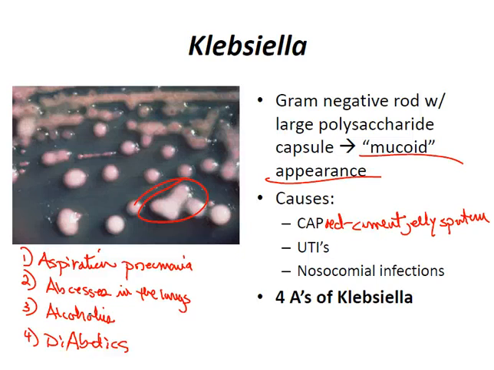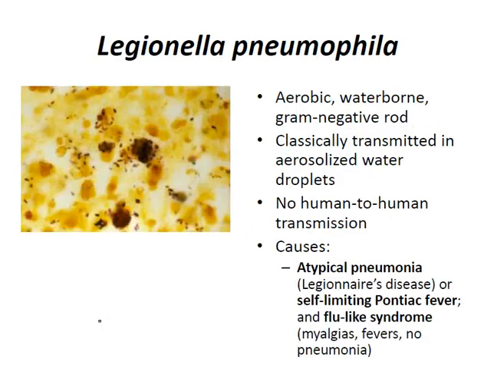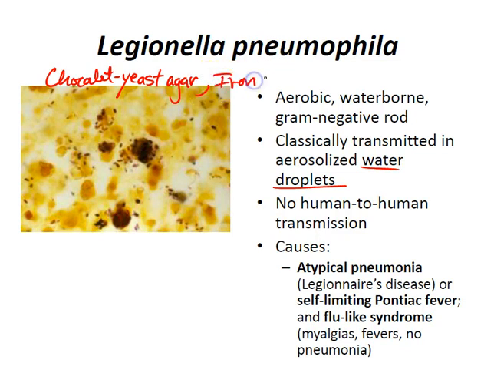So what about Legionella pneumophila? Legionella pneumophila is an aerobic waterborne gram-negative rod. It's classically transmitted in aerosolized water droplets. It grows on charcoal yeast agar with extracts of iron and cysteine.